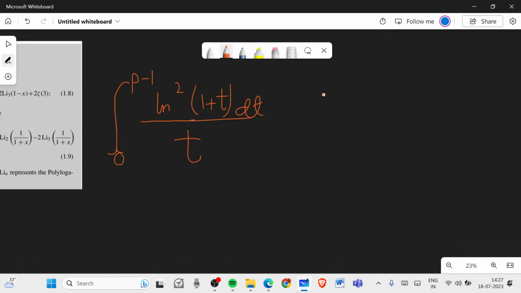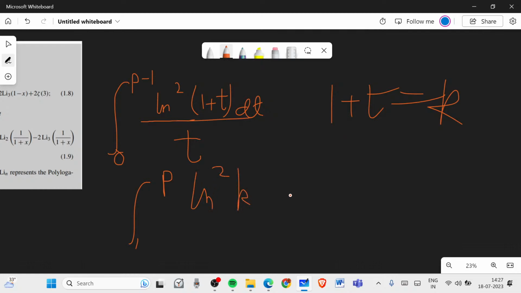Anyways, here putting 1 plus t as k again. When t is 0, it will become 1. When t is p minus 1, it would become p. It's ln square k dk by t is k minus 1.